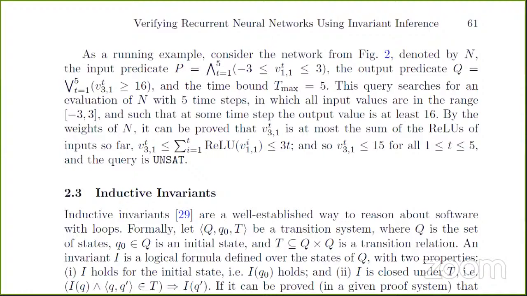So this output predicate typically is the negation of the desired property. Here the desired property could be that the output at all instances should be less than or equal to 15. The negation of that is that at least at one instance the output has to be greater than or equal to 16, and this has been encoded as the output predicate. So this is the verification query.